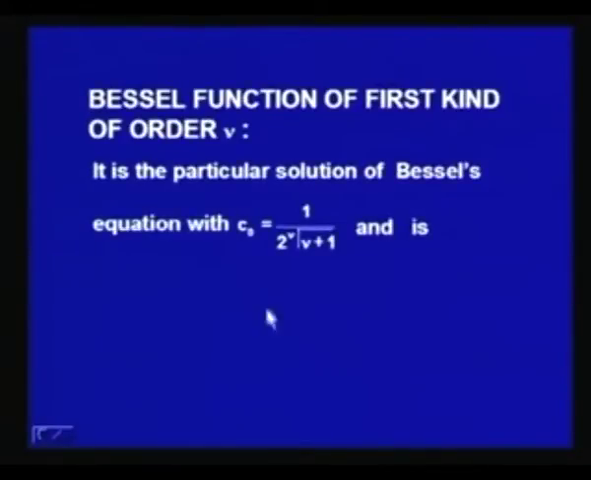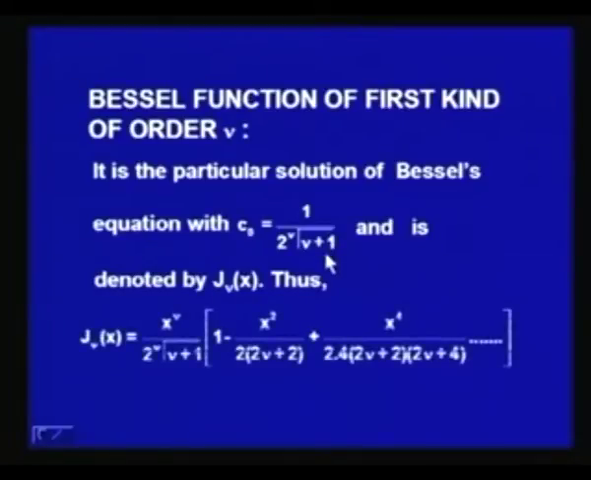Let us now discuss Bessel function of first kind of order nu. Bessel function of first kind of order nu is the particular solution of Bessel's equation, where we take C naught equal to 1 over 2 to the power nu into gamma nu plus 1. It is denoted by J nu x.